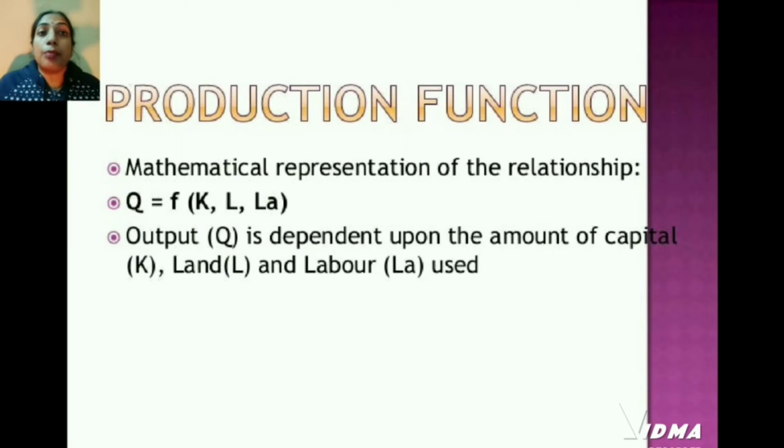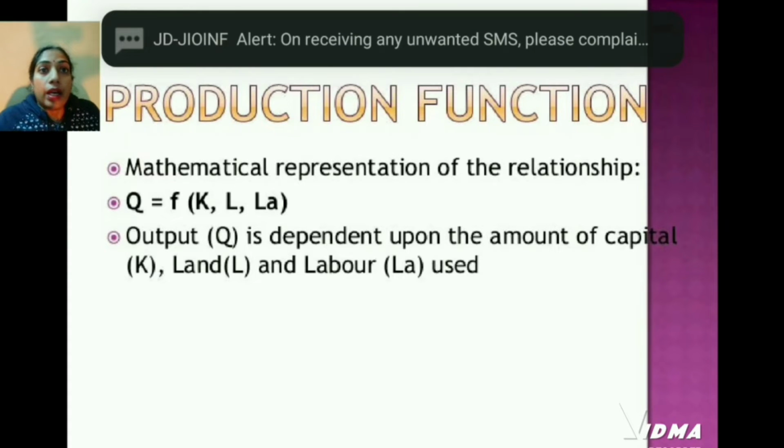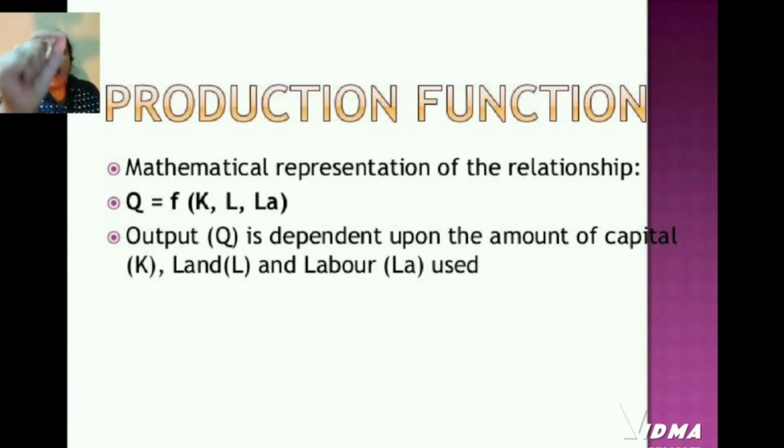Now, what is the production function? If we mathematically represent the relationship, then we can say that output is the function of the land, labor, capital. Here, Q is the function of K, L, and LA. K is the capital, L is the land, and LA represents the labor. So we can say mathematically the output is the function of capital, land, and labor.